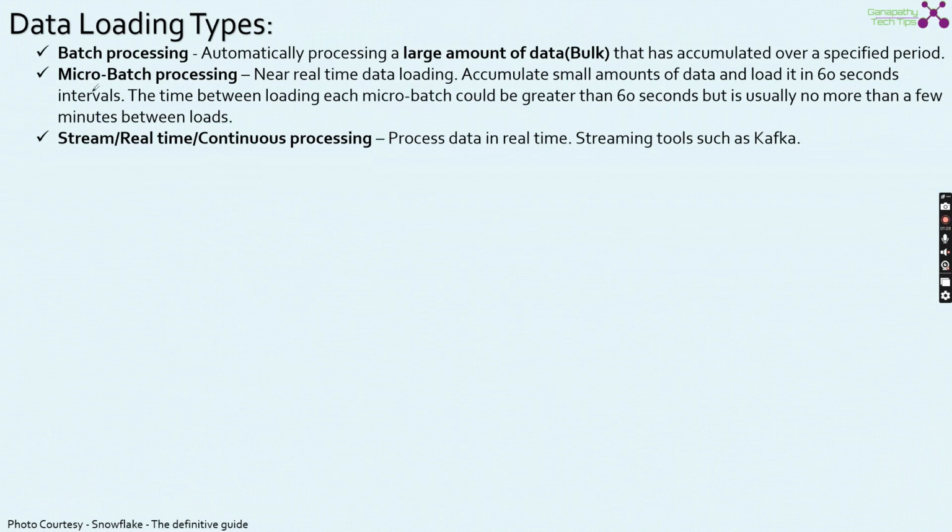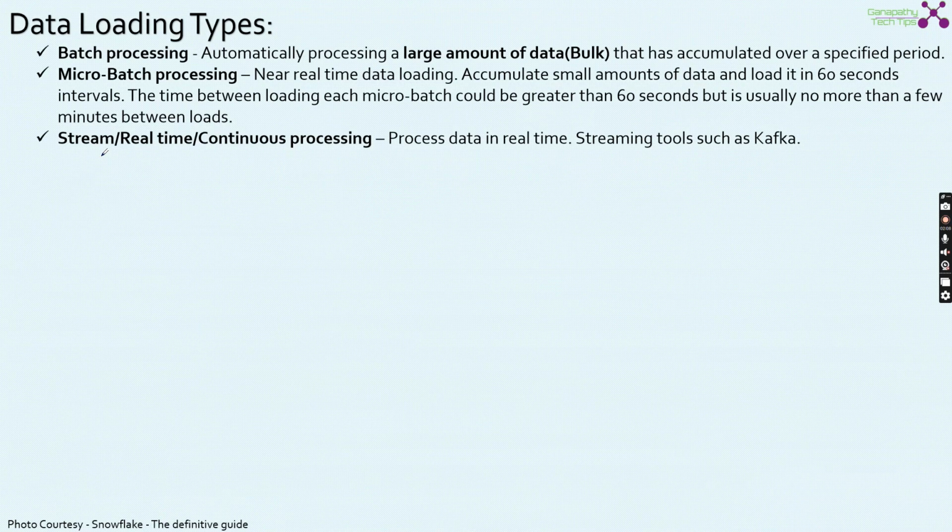Moving on to the second type, which we call micro batch processing. It is not like bulk processing. It can be done in a much smaller fraction of time, ideally a 1 minute or 2 minute interval. We call micro batch processing near real-time data loading, where we accumulate small amounts of data and load it in a 60 second interval. The time between loading each micro batch could be greater than 60 seconds, but usually no more than a few minutes between loads.